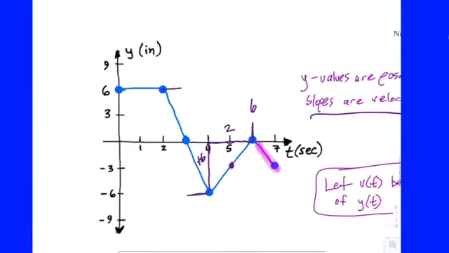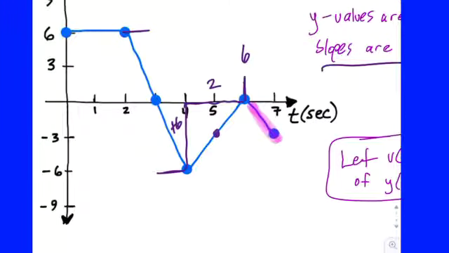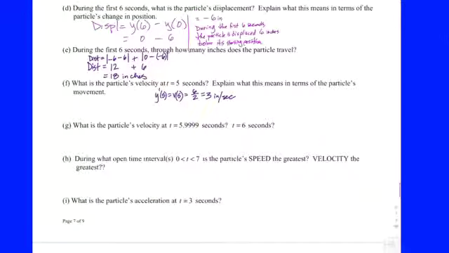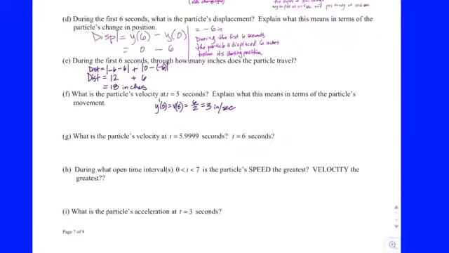For the previous one? From during the first 6 seconds? From 2 to 4, I'm traveling in the negative direction. Yeah, there you go. You were looking at a different time interval? Okay. Hey, I'll get it this time, eh?